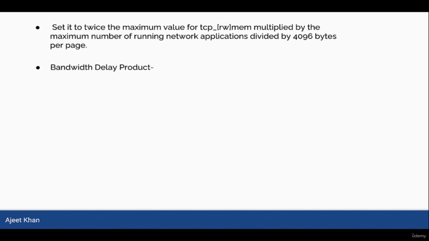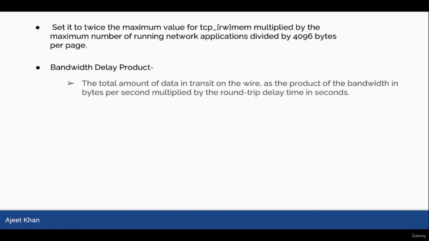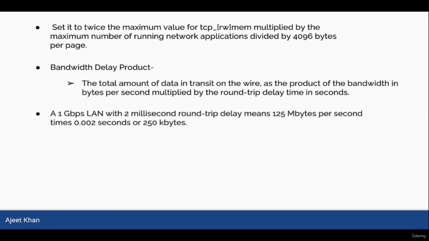Calculate the bandwidth delay product. The bandwidth delay product is the total amount of data in transit on the wire, and it can be expressed as the product of bandwidth in bytes per second multiplied by the round trip delay time in seconds. So a 1 Gbps LAN with 2 millisecond round trip delay means 125 megabytes per second times 0.002 seconds, or simply 250 kilobytes. If you don't have buffers this large on the host, senders have to stop sending and wait for an acknowledgement, meaning the network pipe isn't kept full and we are not using the full bandwidth.